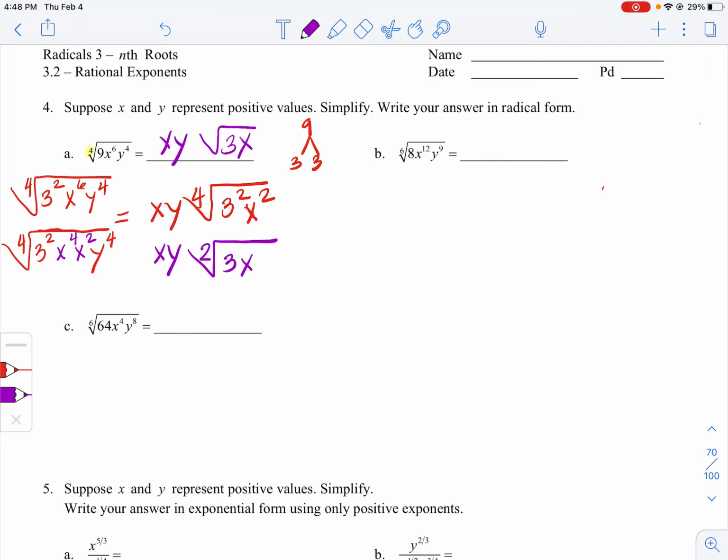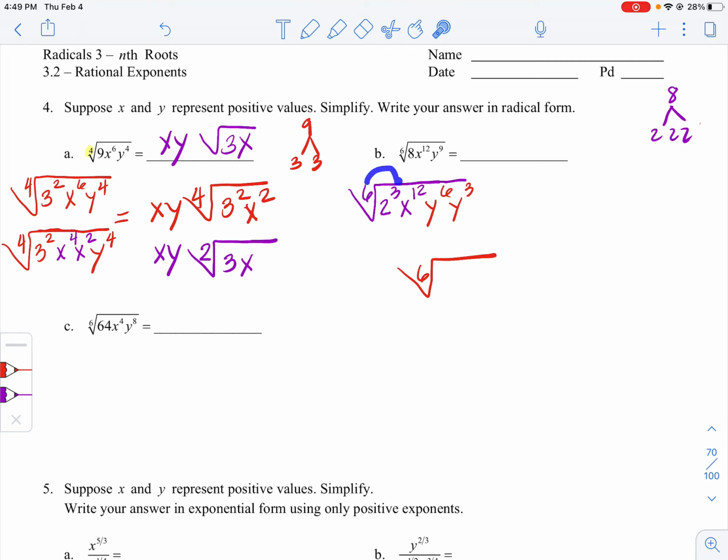That's it. Moving on. We have 8. 8 is 2, 2, and 2. So I have the sixth root of 2 to the power of 3, x to the power of 12. I'm going to break y to the power of 6, y to the power of 3. Okay? And hopefully, at this point, you know why I broke that. Equals, some answers go outside the radical, some answers go inside the radical.